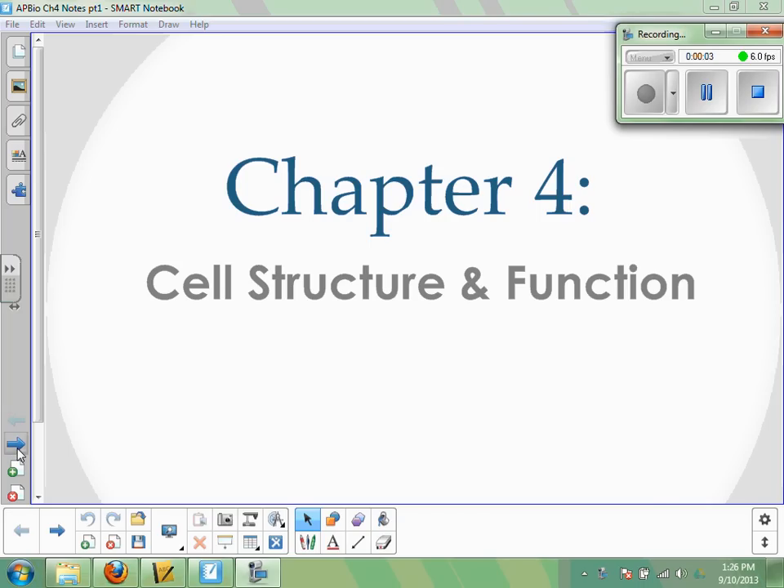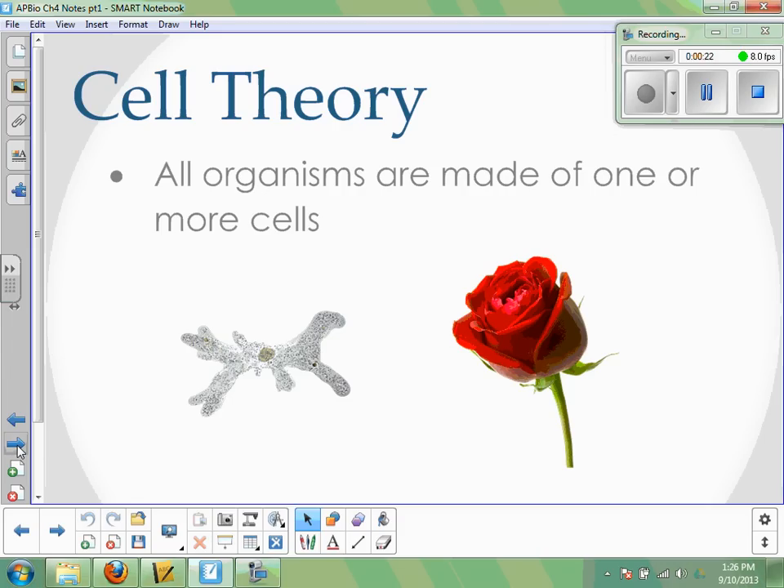Today's notes are going to be on cells, kind of what a cell is, what makes different types of cells different from each other. This is the first half of Chapter 4, and we will have a second video also with notes from the second half dealing specifically with the structures and what those parts do. But we'll start here with just the basics of cell theory.